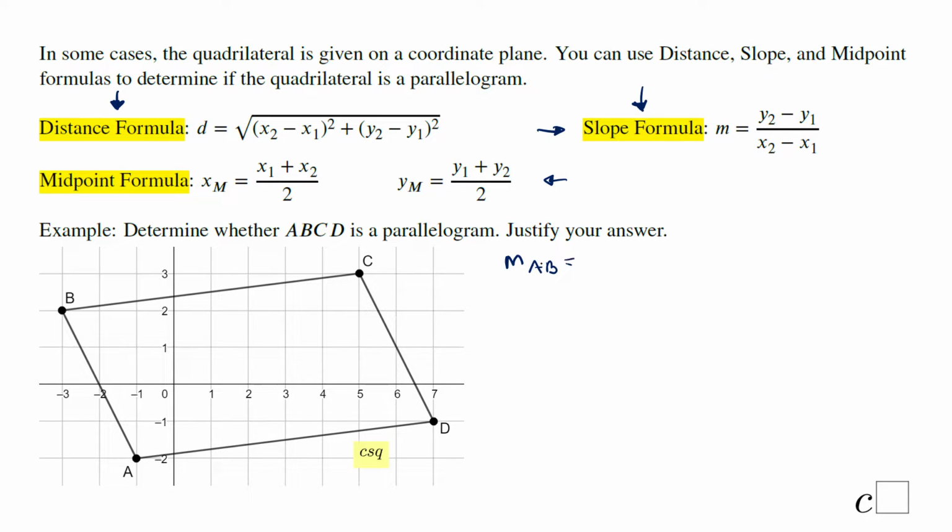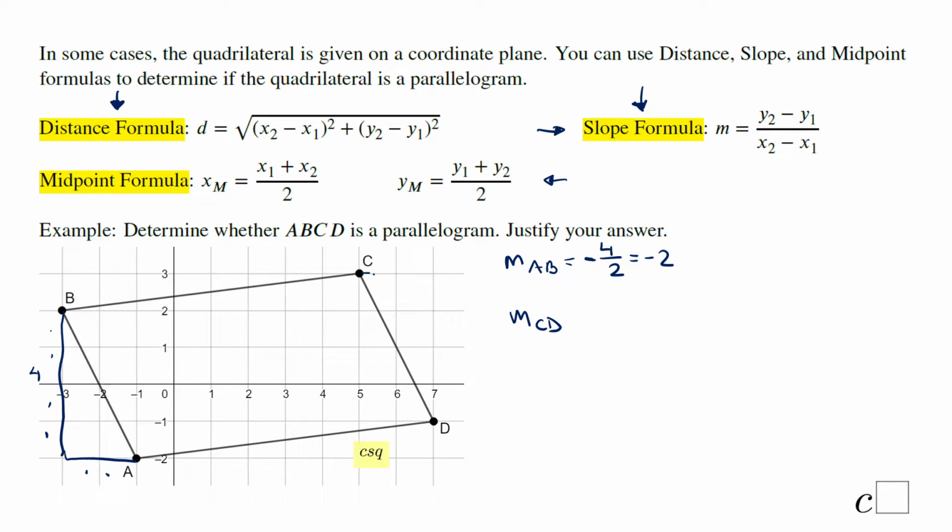If I'm looking at the slope of AB, since I have the picture, I can use this triangle. I have a rise of 1, 2, 3, 4 and a run of 1, 2. So 4 over 2. It's going down from left to right, so it's negative, so it's going to be -2 if we simplify.